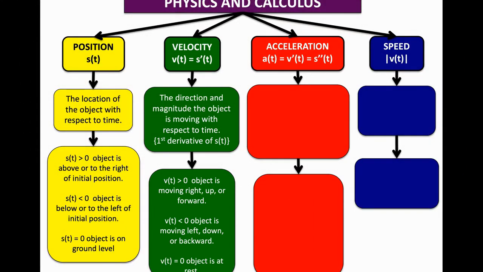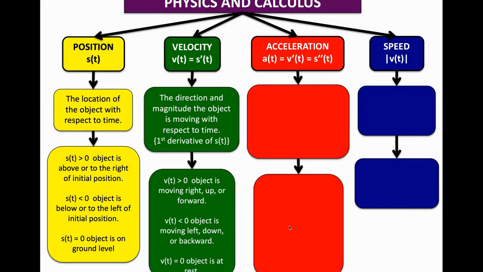With our velocity, because of the sign of it, it'll tell us what direction it's going. Is it moving left, up, down, right, backwards, forwards? All of that depends on the context. And the most important thing is that when your velocity is 0, the object is at rest.